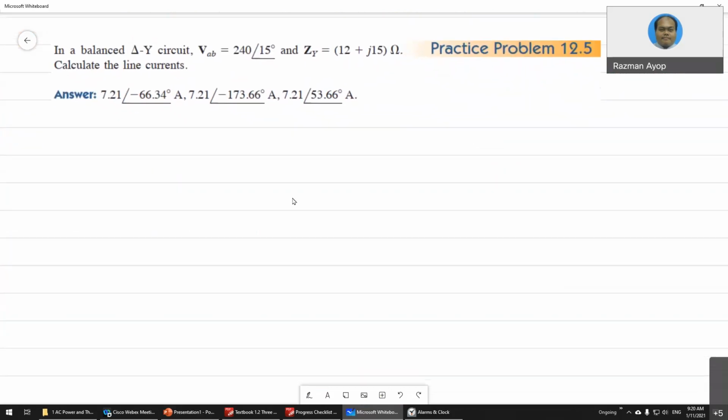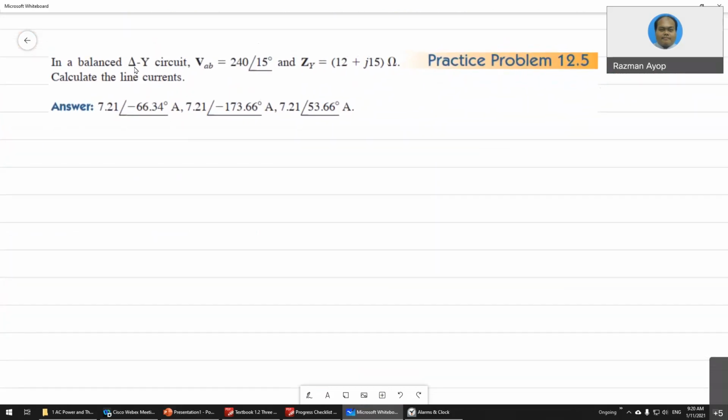So in a balanced Delta-Wye circuit, VAB is 240 angle 15 and ZY is 12 plus j15. Calculate the line current. For this practice, I give you 5 minutes. I think that is enough.